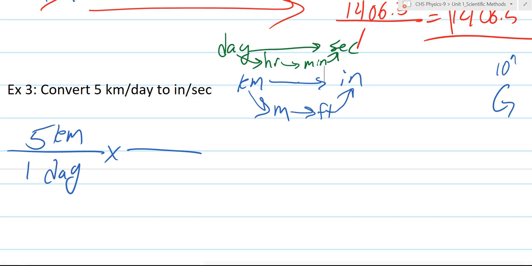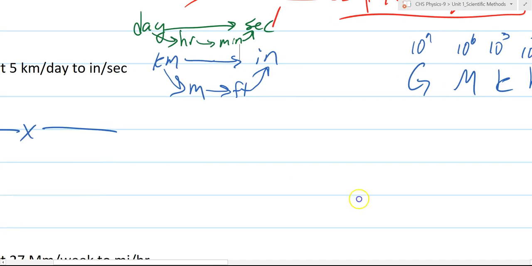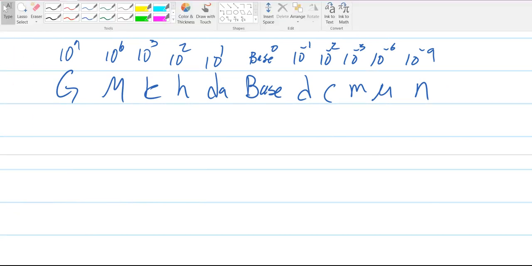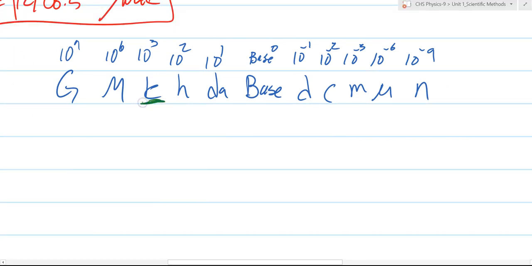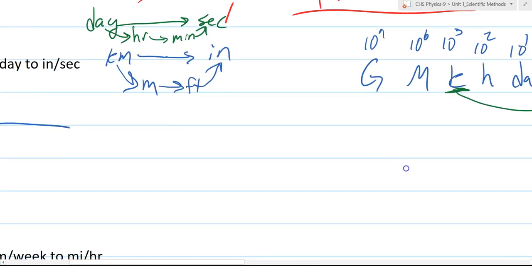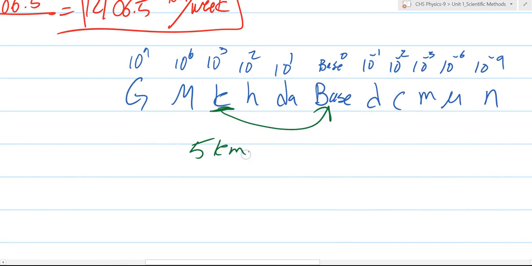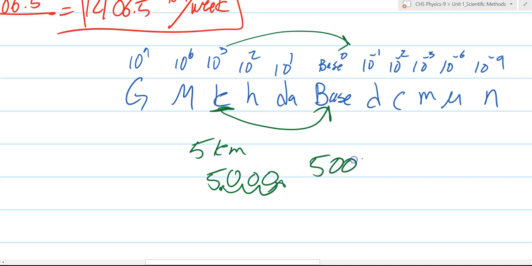So, let's talk about our blue one first. If I want to go from kilometers to meters, I can look at my prefixes like this. I would go from kilometers to meters, which is a base unit. So I know I'm going to go to the right, and I'm going to have my 5 kilometers. I'm going to go from 3 to 0. So I'm going to go 3 decimal places to the right. 1, 2, 3. So my answer would be 5,000 meters for that first step.